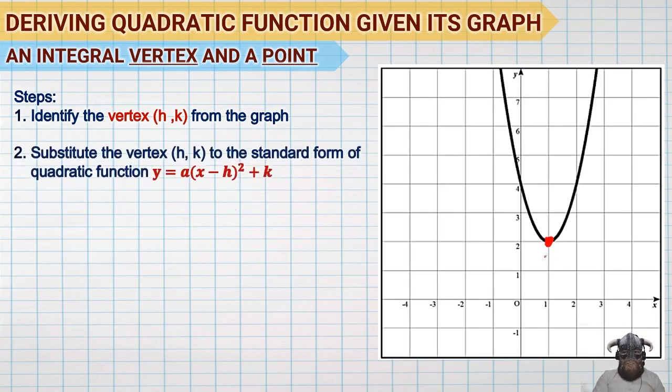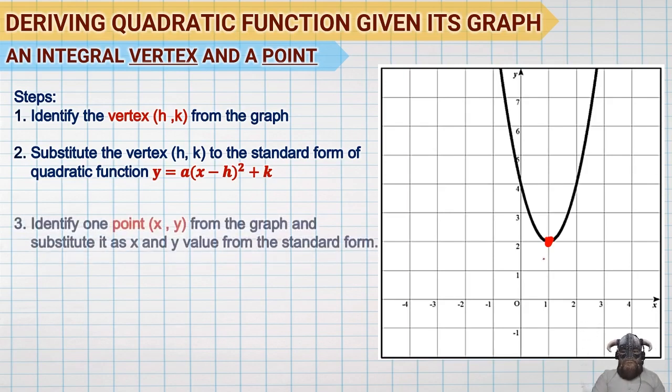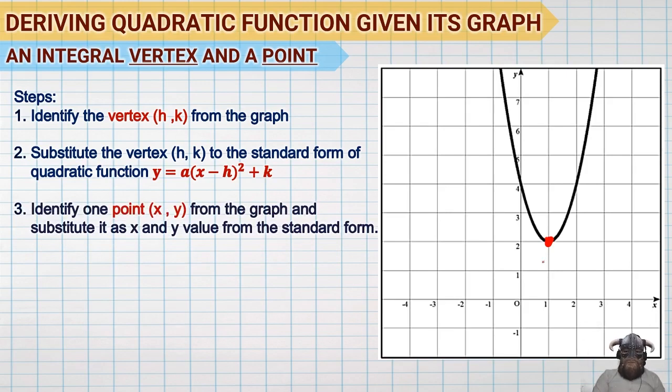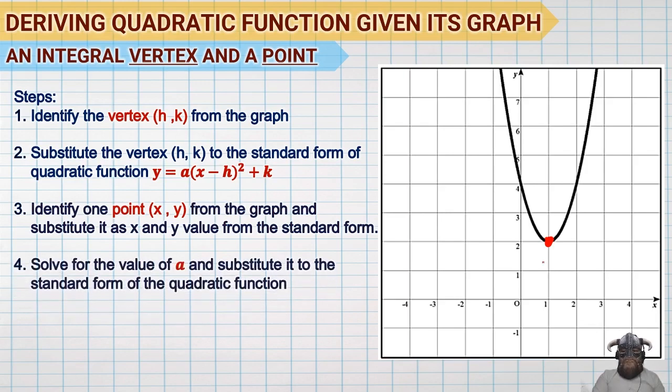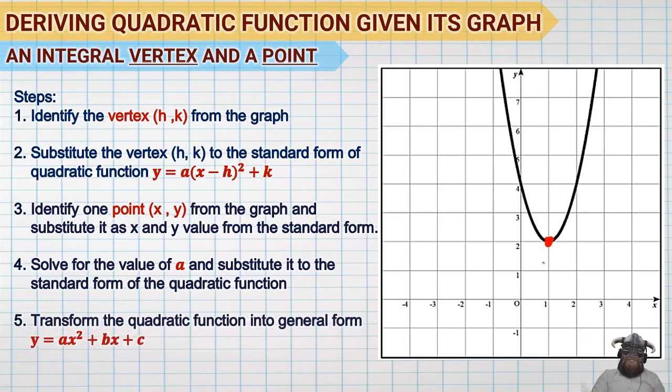Second is to substitute the vertex hk to the standard form of the quadratic function y is equal to a times the quantity x minus h squared plus k. Third, identify one point xy from the graph and substitute it as x and y value from the standard form. Fourth is solve for the value of a and substitute it to the given standard form of the quadratic function. And lastly, you have to transform that quadratic function into general form y is equal to ax squared plus bx plus c. So para mas maintindihan natin tong mga steps na meron tayo in identify the equation of the quadratic functions graph, let's try to have some examples.